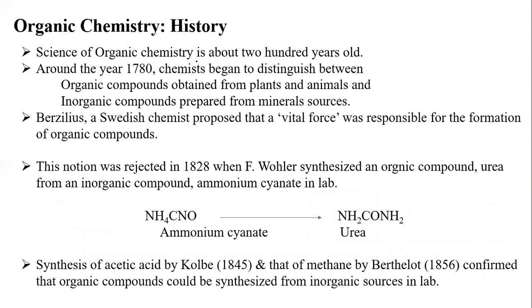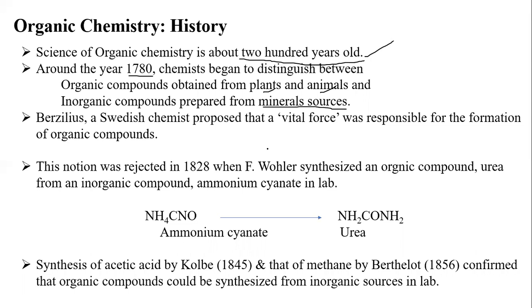The science of organic chemistry is about 200 years old. Around 1870, chemists began to distinguish two parts. But in 1780, what everyone thought was that organic compounds were obtained from plants and animals. That was the usual idea in those days. And inorganic compounds were mostly from mineral sources.